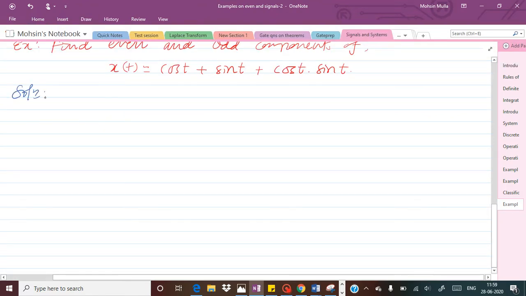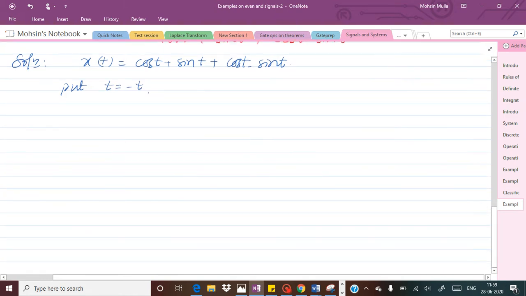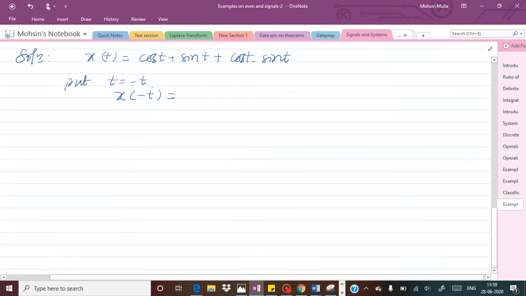Okay, so in the solution, first let us write the given. x of t is cos t plus sin t plus cos t into sin t. Now put t equal to minus t. In all the examples you need to follow this step. By substituting t equal to minus t, we have to obtain the x of minus t term, then only we will be able to find the even and odd component.